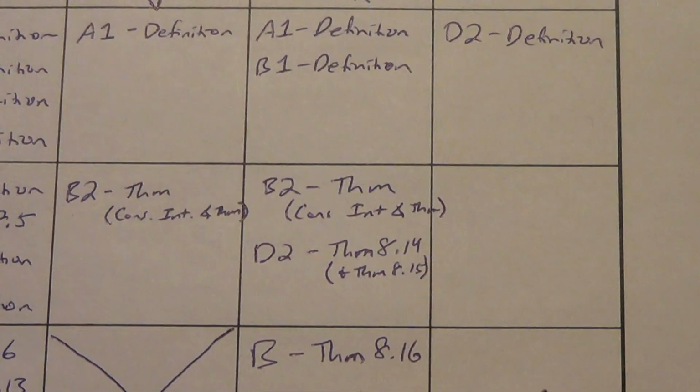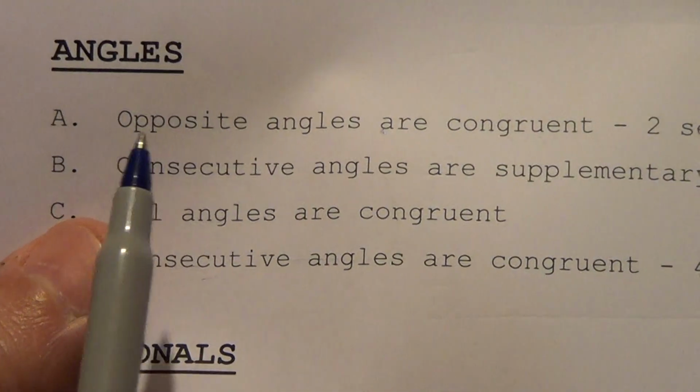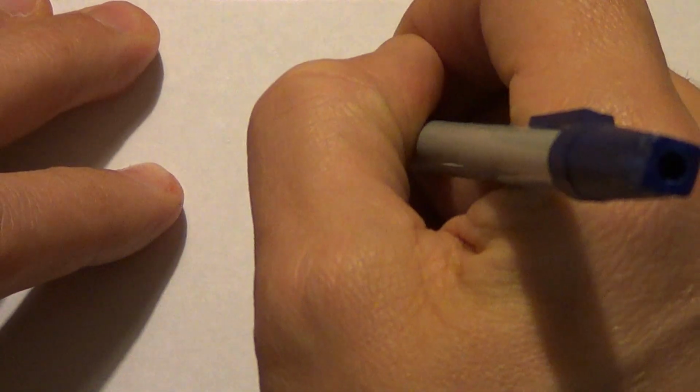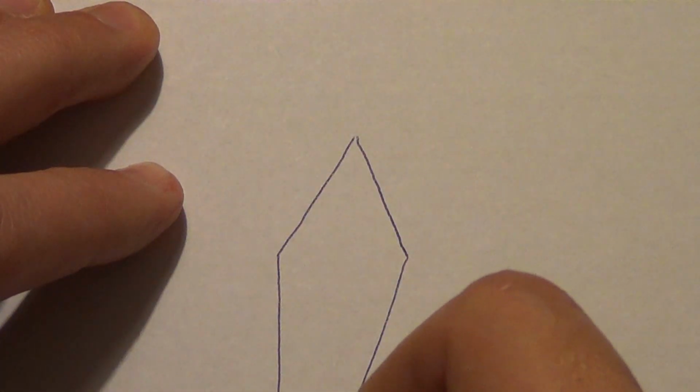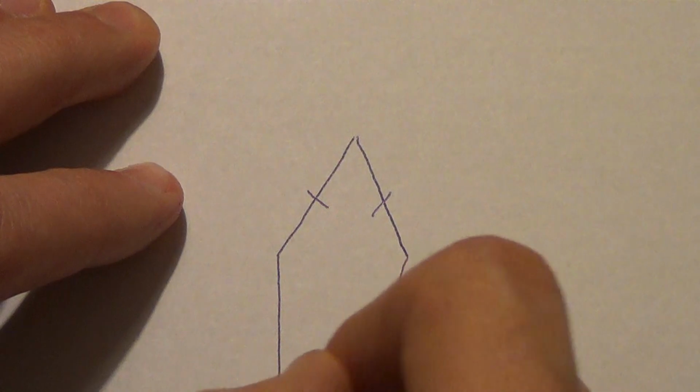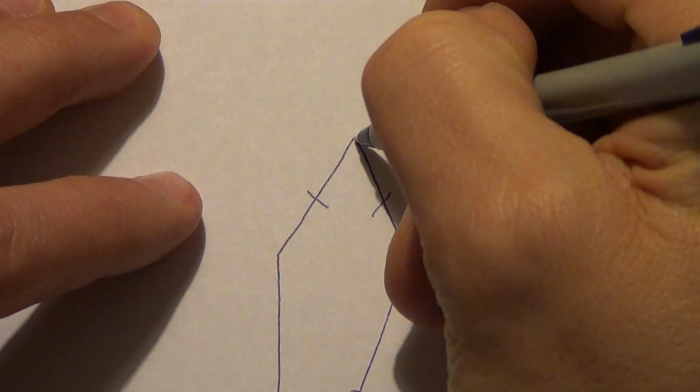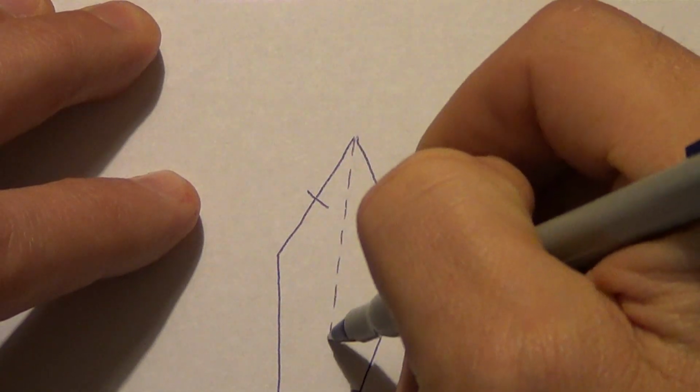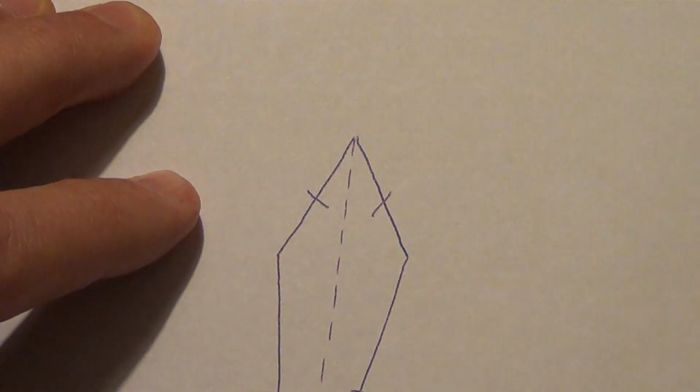All right, let's look at angles. That's our next box here. Angles. Opposite angles are congruent. 2 sets or 1 set? All right, let's draw this out. Hopefully by now you've figured out that means we're either going to show that it's obviously not true, or we're going to prove that it is true. So let's draw a kite, something like this. This is congruent. This is congruent. Now I'm going to draw one diagonal right through the middle here. I'm not going to draw the other one.